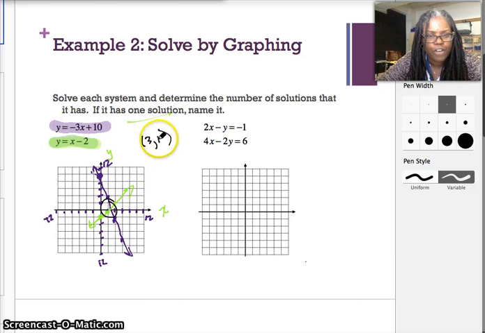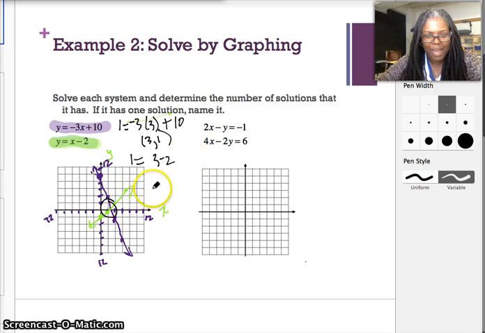I can check and confirm it by plugging it in. When I put a 1 in for y and I put a 3 in for x, I do indeed get a satisfied equation, right? Because 1 is equal to negative 3 times 3 plus 10. 10 plus negative 9 is 1. That's cool. Let's check it over here. 1, is that equal to 3 minus 2? Sure enough. So now I have my answer. So my solution is indeed 3, positive 1. So that's my solution for this first one.